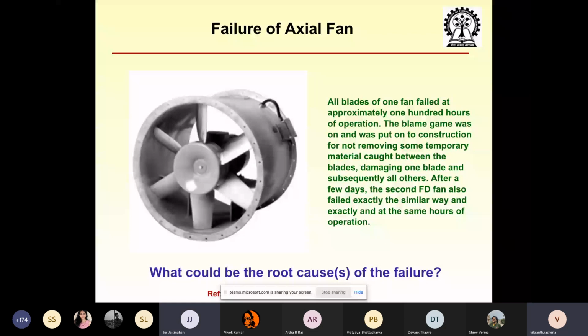The misalignment of the axis. How many times will you misalign? It happened again the second time, and why so much time?